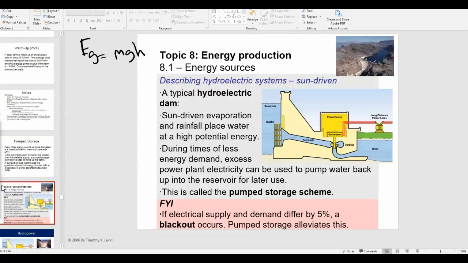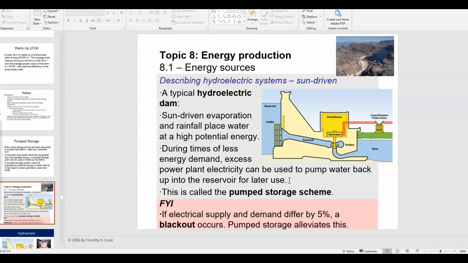Okay, so to get a visual, this is basically what a hydroelectric dam might look like. And so the idea is that sun-driven evaporation and rainfall put water at a high potential energy. These can be man-made or not, but the idea is that the sun evaporates water, it rains, and the rain over time fills what's called the reservoir, which is where the water is held. As we'll talk about later, it's also possible to pump water back up into the reservoir for later use.